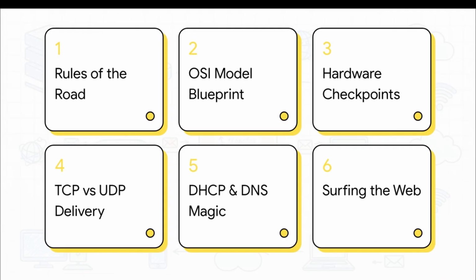To keep things simple, we've organized these pretty dense networking concepts into 6 manageable building blocks for our roadmap. We're looking at the rules of the road, the OSI blueprint, hardware checkpoints, TCP versus UDP, the everyday magic of DHCP and DNS, and finally, surfing the web.